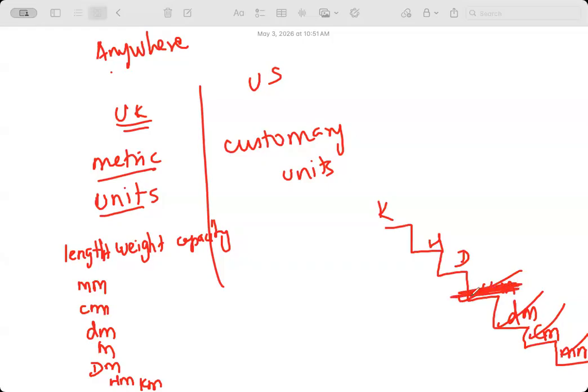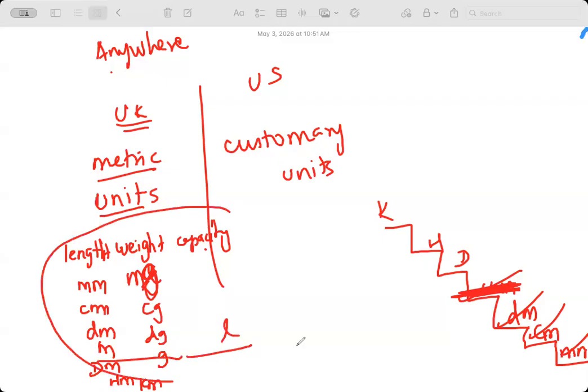U is always meter, liter. Weight is... capacity, I'm sorry, capacity is liter. Weight is always grams. We'll always say milligram, centigram, decigram, gram. Meter for length, gram for weight, and capacity is liters. So the King Henry story constitutes the metric units.